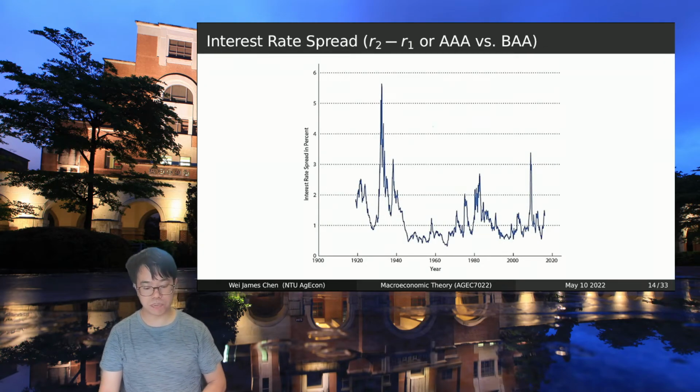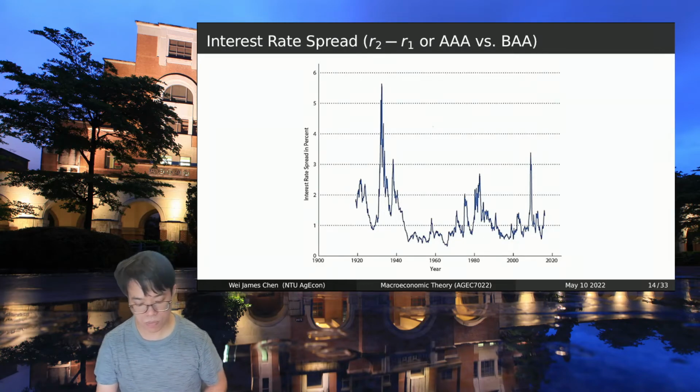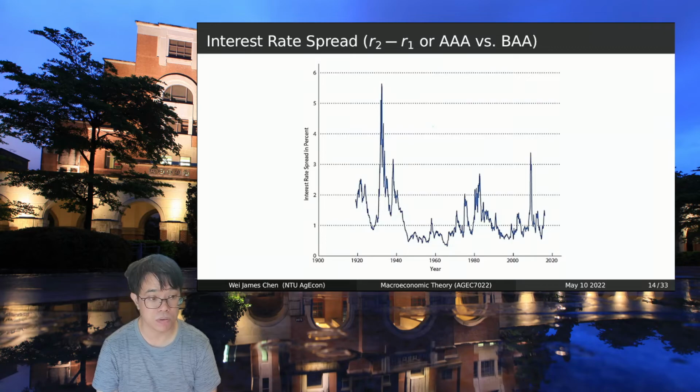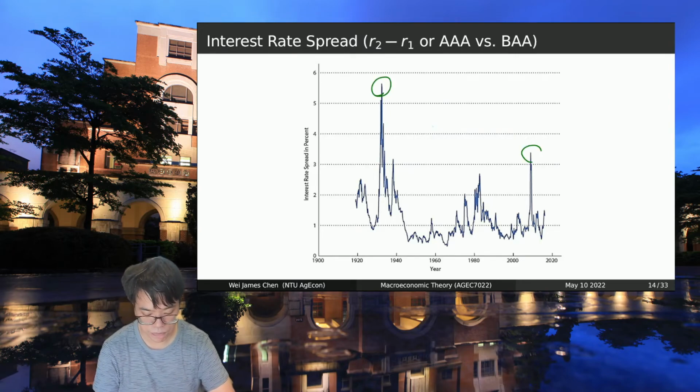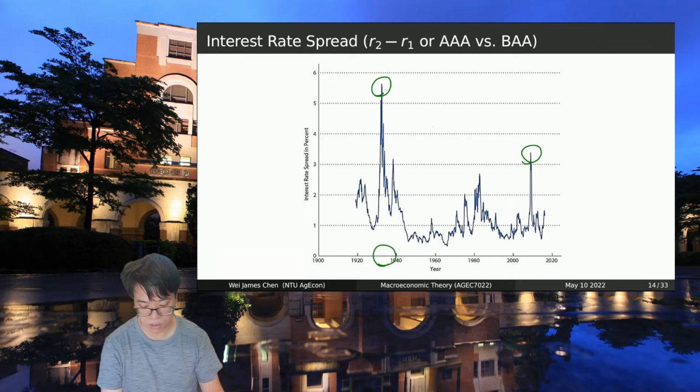And this is the difference between R1 and R2 in the US. Actually, what I'm showing here is the difference between the AAA bond and BAA bond interest rates, but they're usually the same or very similar thing. Okay, and you see that the peak of the interest rate spread was the Great Depression. This is the last financial crisis.